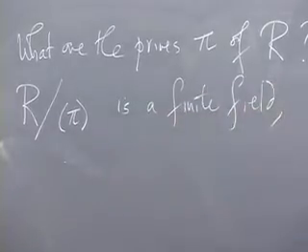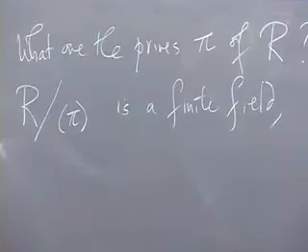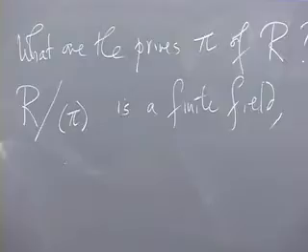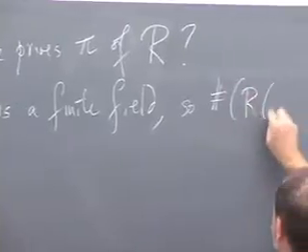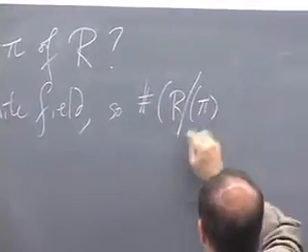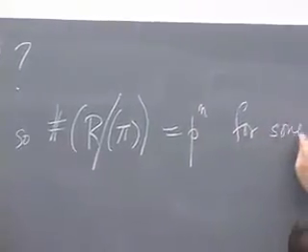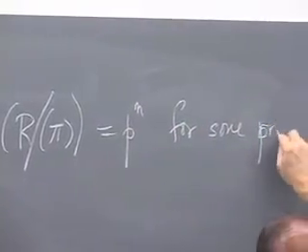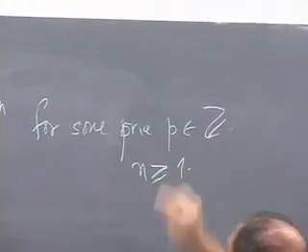And we saw previously, and I'll review the argument for you, that finite fields have a certain number of elements. What was the number of elements possible in a finite field? You guys remember? Pardon? A power of? Yeah, so good. So the order of R mod pi is equal to p to the n for some prime p in Z and n greater than or equal to 1.